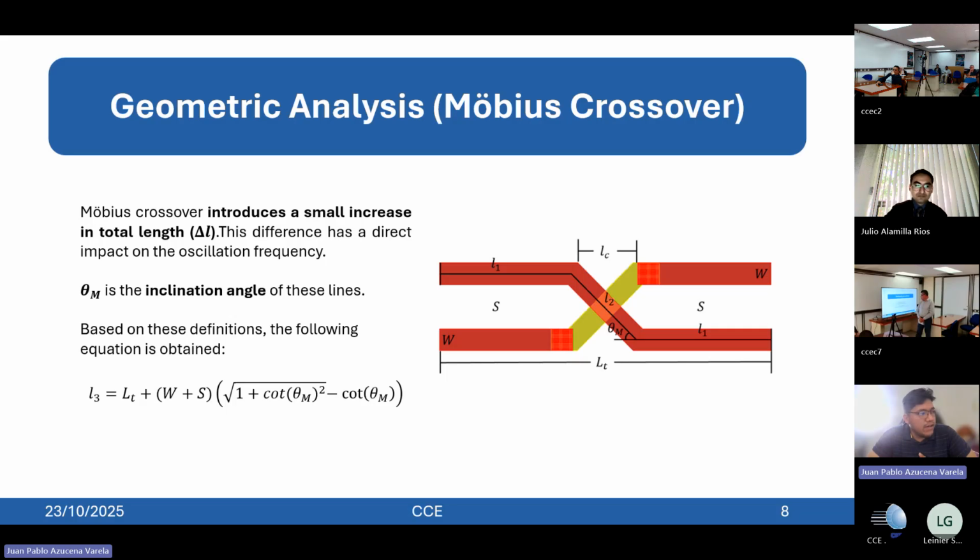It's minimal, the increase from the Mobius structure, but for example, when I try to achieve high frequencies, this linear increase of length produces large variations. For that reason, we decided to analyze this structure.